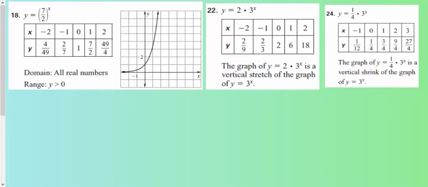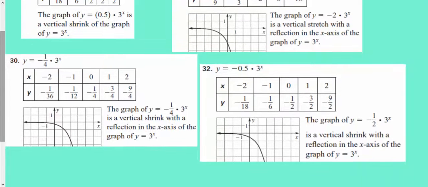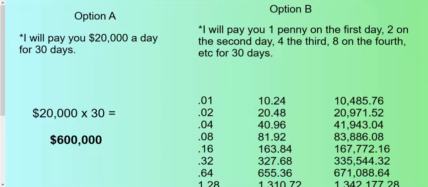And then a few of these problems, you didn't actually have to graph them. I just wanted you to talk about the transformations. So we got a vertical stretch for number 22. For 24, we have a vertical shrink. For 26, we have a vertical shrink. Number 28, we have a vertical stretch and a reflection. 30 is a vertical shrink and a reflection. And 32 is a vertical shrink and a reflection.